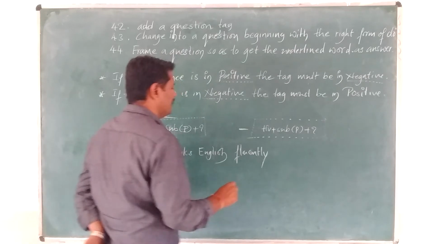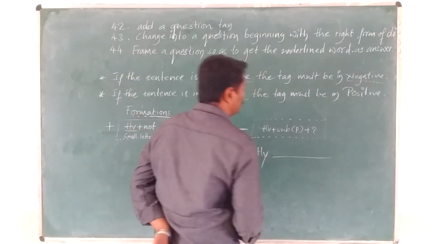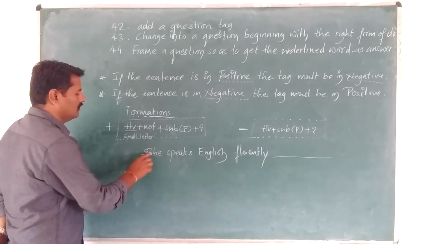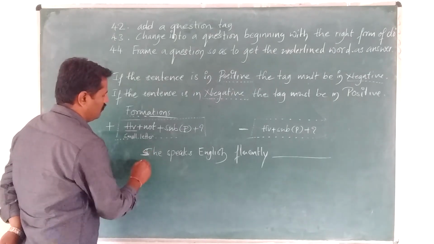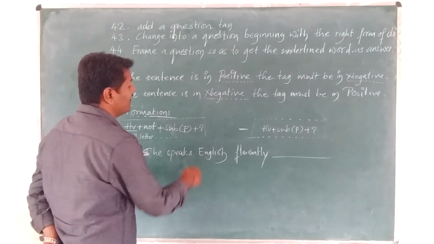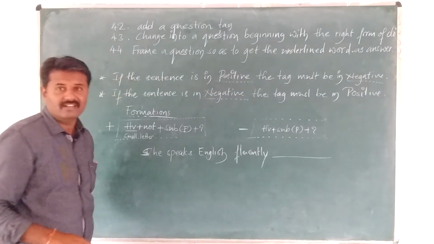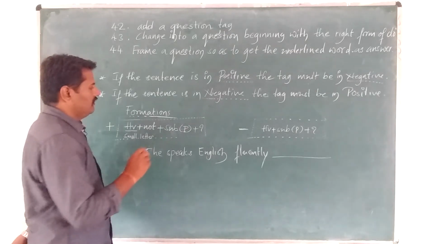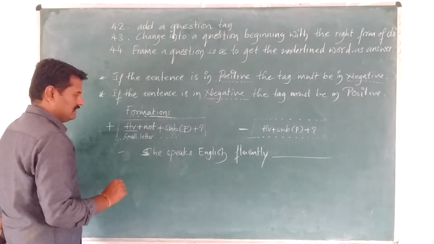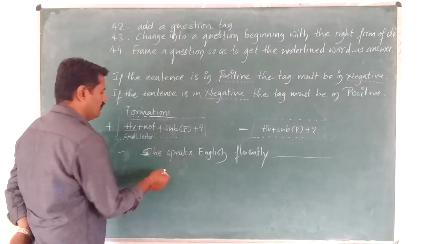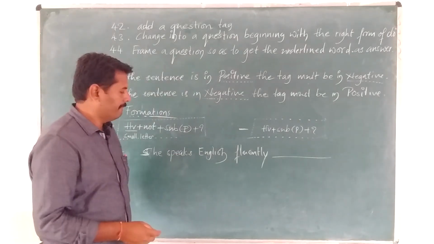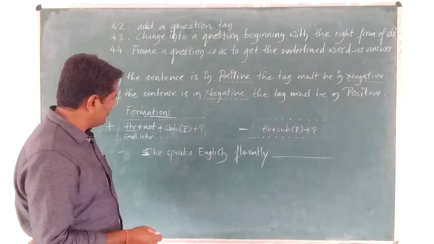So this is what the statement. Okay, the given statement. So here, she is there. What does she do? She speaks English fluently. They give it like this, and below, they ask you to add the tag question. So, she speaks English fluently.